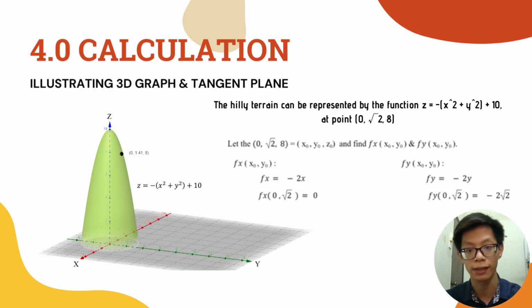And also we can find fx and fy. Based on the equation for z, fx is equal to negative 2x and fy is equal to negative 2y. By substituting the point x naught and y naught, fx will be zero and fy will be negative 2 square root of 2.